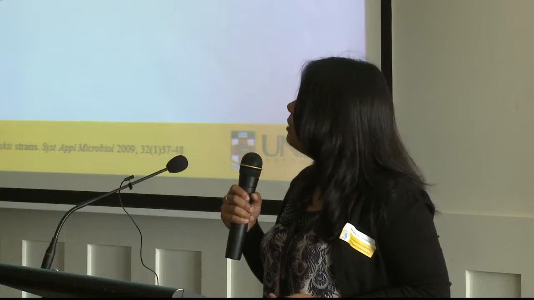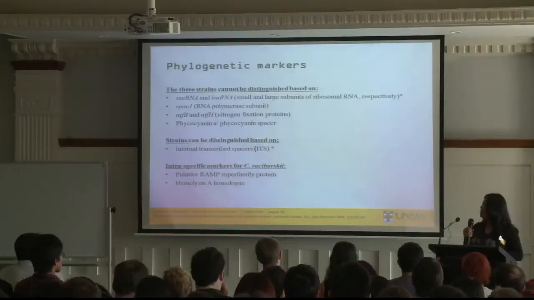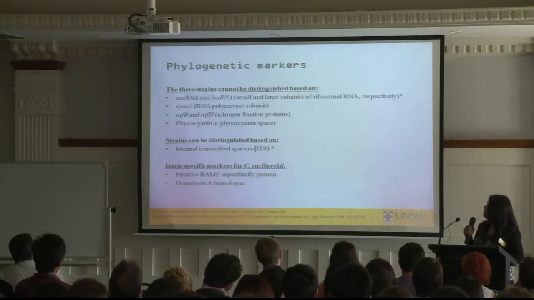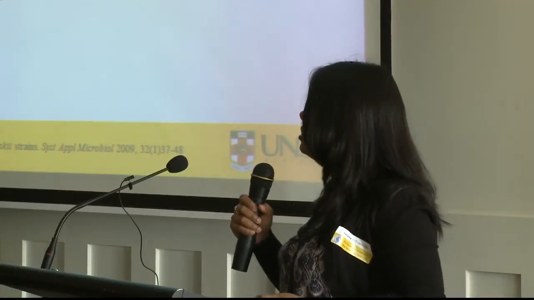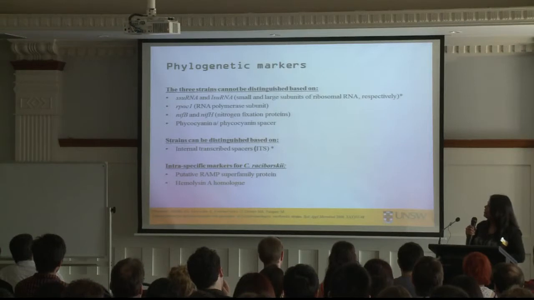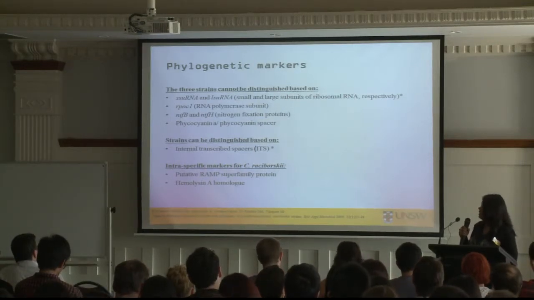Phylogenetic markers. So you can distinguish humans on the way we look, but for bacteria, you cannot distinguish them on the way they look. And so we use phylogenetic markers to distinguish them. In general, for cyanobacteria, you use the RPOC1 RNA polymerase subunit or phycocyanin spacers to distinguish them. For C. resiboskii, you cannot choose them because they're 100% identical. So there is one gene called ITS that can be used, and we have also identified two other genes that can be used as intraspecific markers.